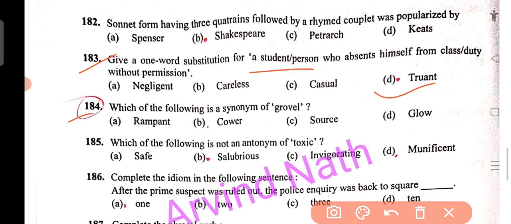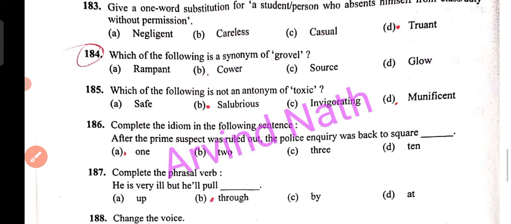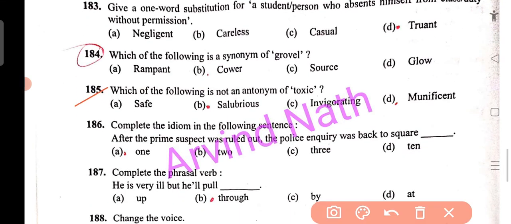Now the question number 184: which of the following is a synonym of grovel? Option B will be the correct: cower. Now the next, 185: which of the following is not an antonym of toxic? So number D, munificent.